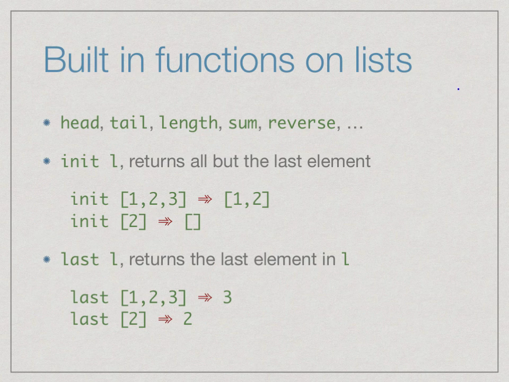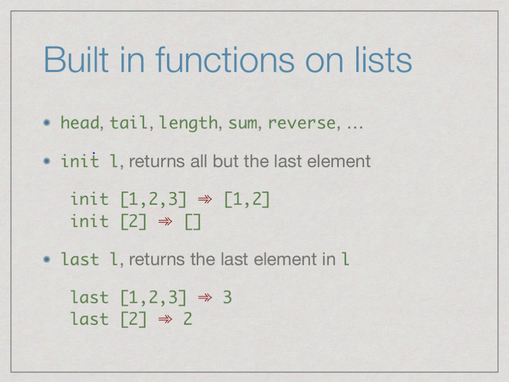So Haskell, of course, like you would expect, has many built-in functions on lists. Some of the functions we have seen and some which we have defined are actually built-in functions. So head and tail we have seen. Length, sum and reverse we wrote, but actually they are built-in functions. So you can take the length of a list, the sum of a list, reverse a list, and so on.